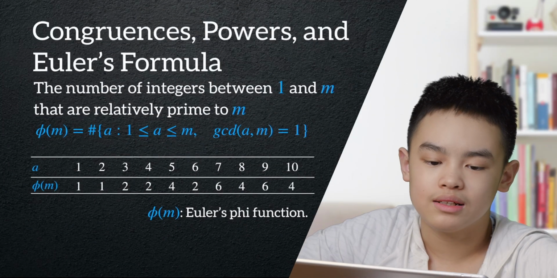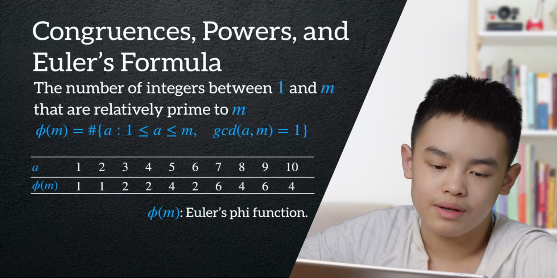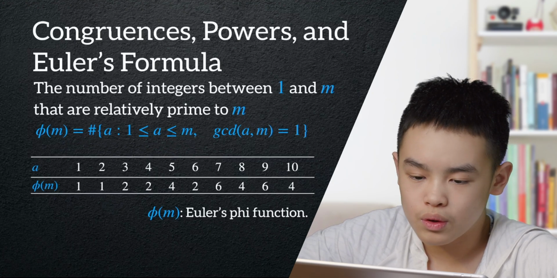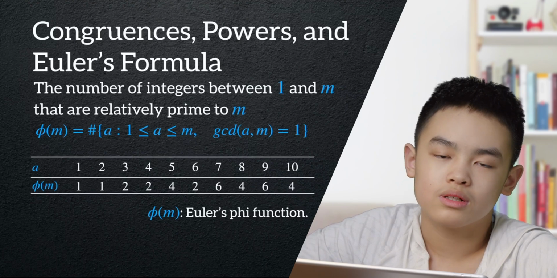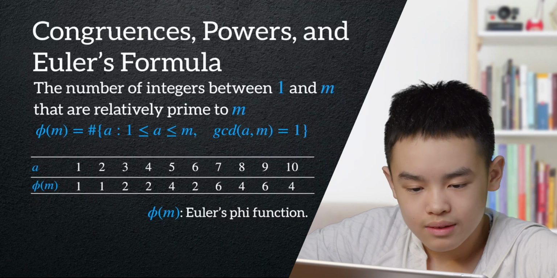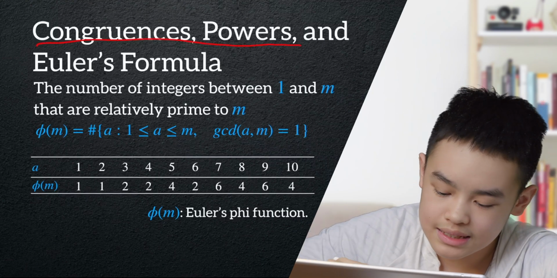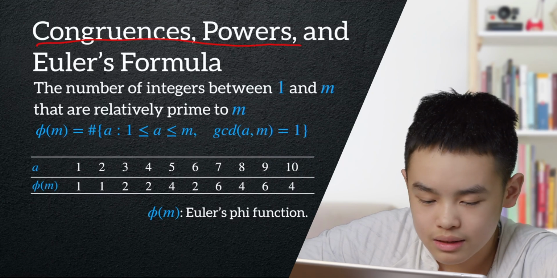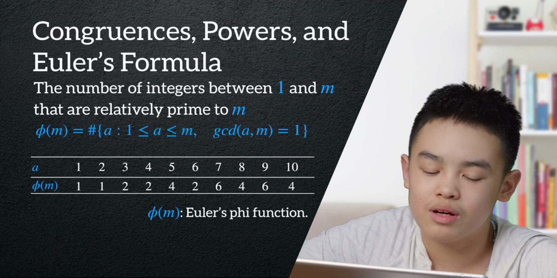Last time we learned congruences, powers, and Fermat's little theorem. Now we are going to learn congruences, powers, and Euler's formula. Now, these two are basically the same, and Euler's formula is basically the formula he got after he looked at Fermat's little theorem.